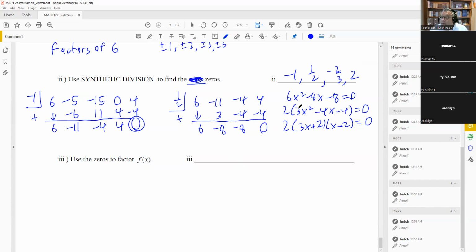Now for part 3, all right, so the first thing I'm going to do is write down the factored pieces I had from step number 2. So let's put that in there right away. Okay, so I have that.